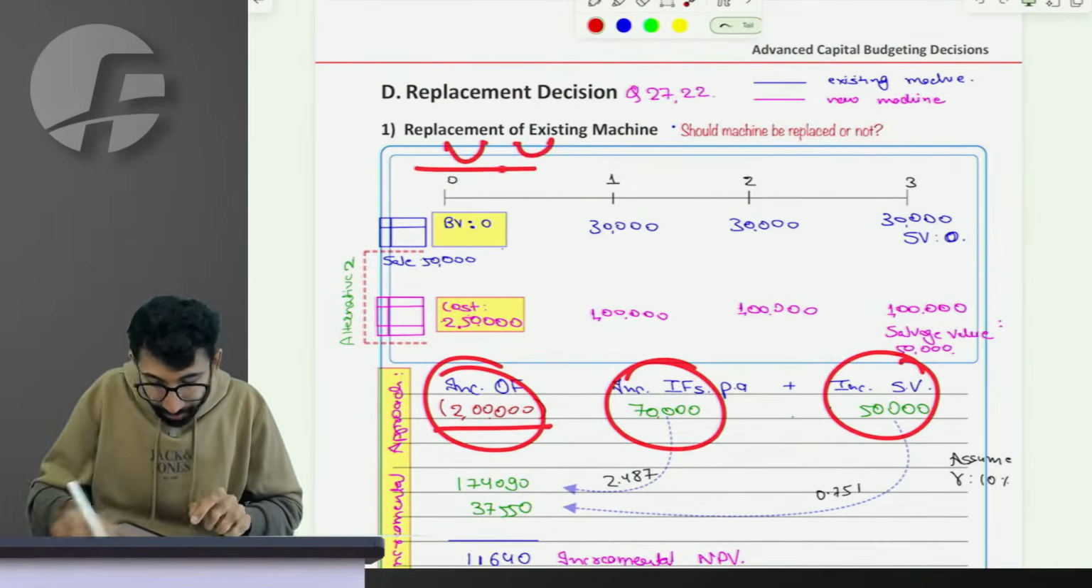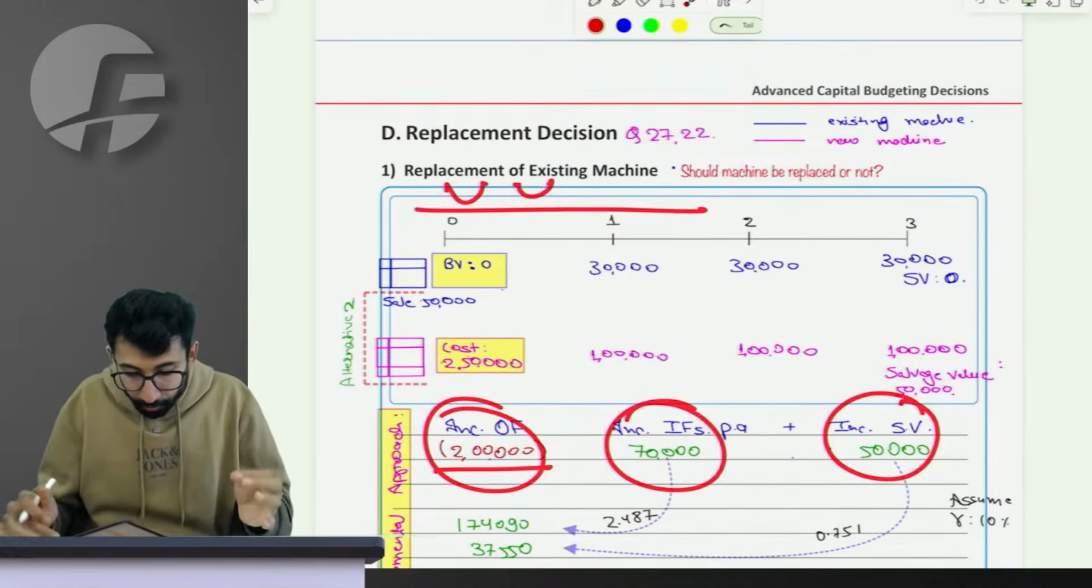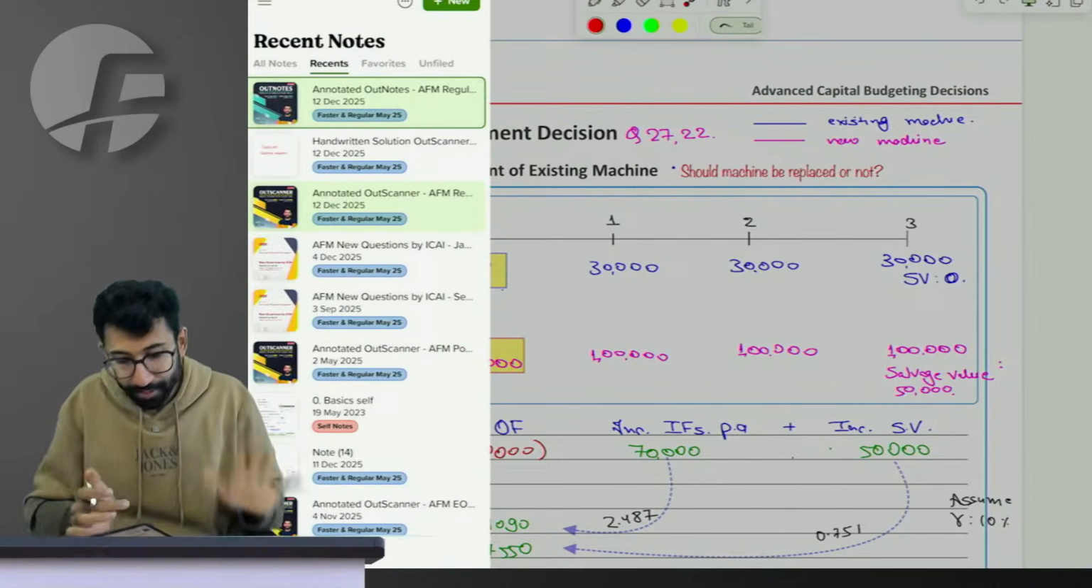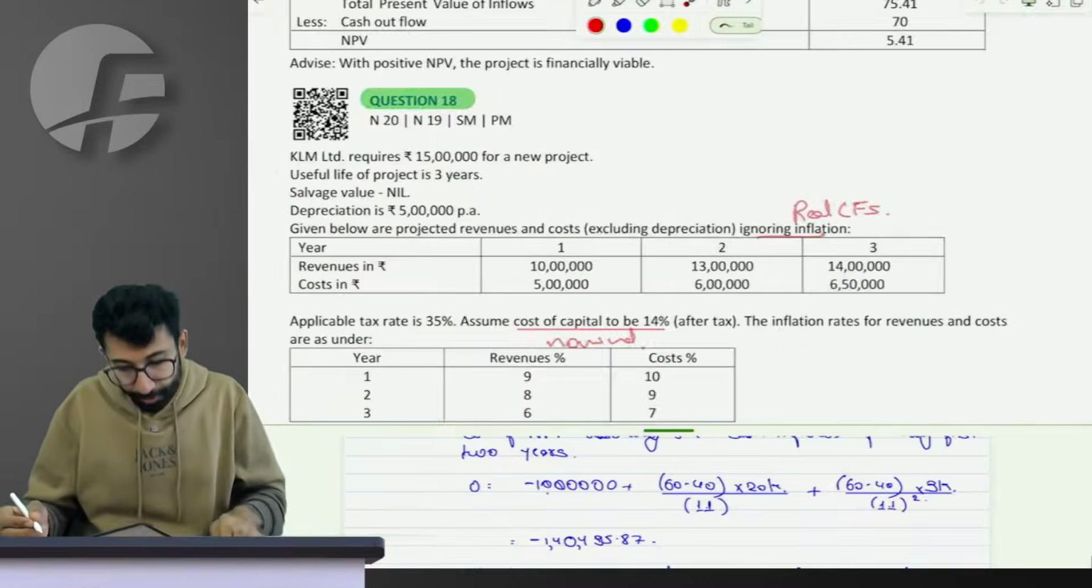That is the replacement decision. Could I very well convey to you the entire thing, everyone in the class? Please tell me. Come on, waiting for your responses. People.